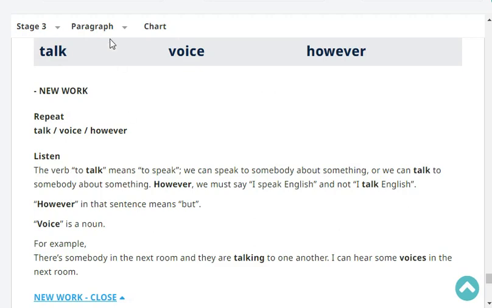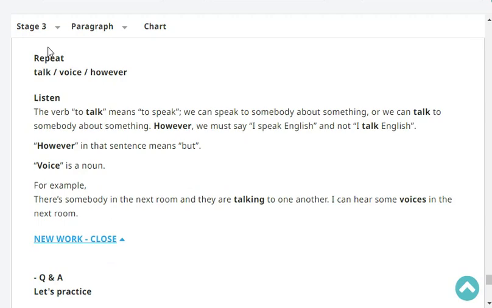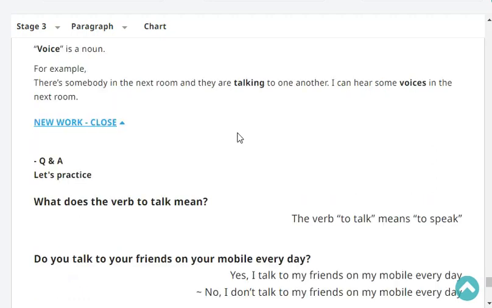Voice is a noun. For example, there's somebody in the next room, and they are talking to one another. I can hear some voices in the next room. Okay, let's practice. What does the verb to talk mean? The verb to talk means to speak. Do you talk to your friends on your mobile every day?